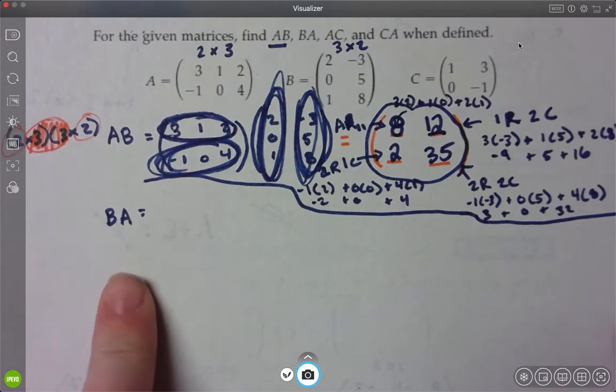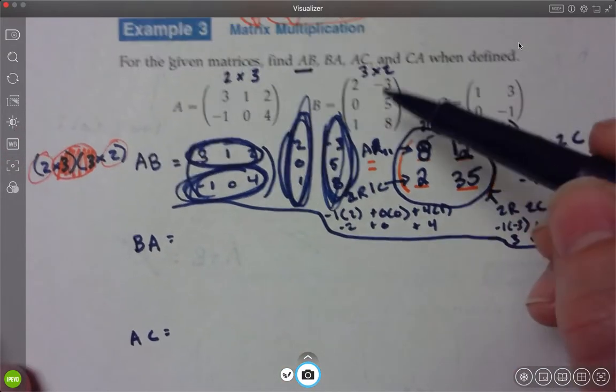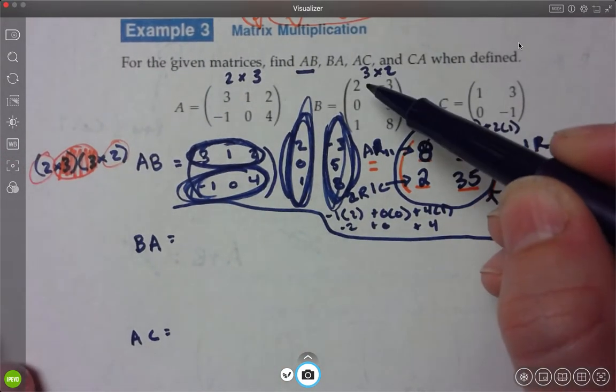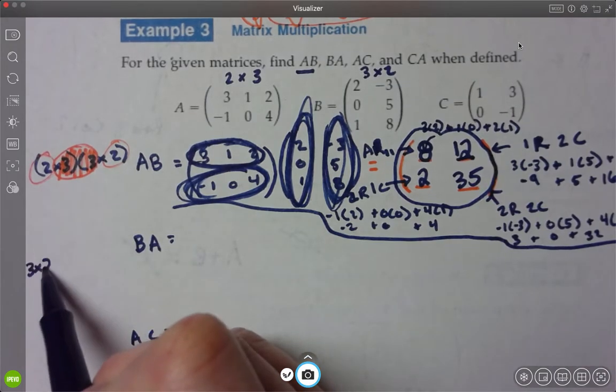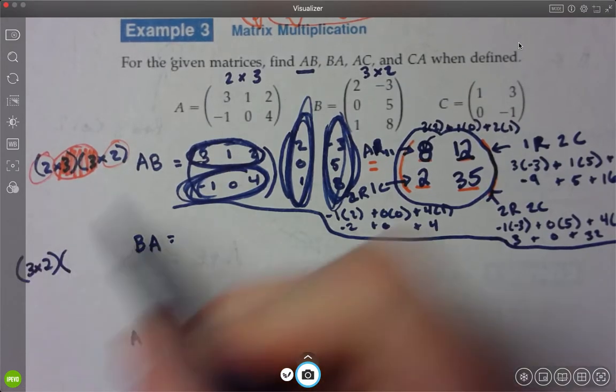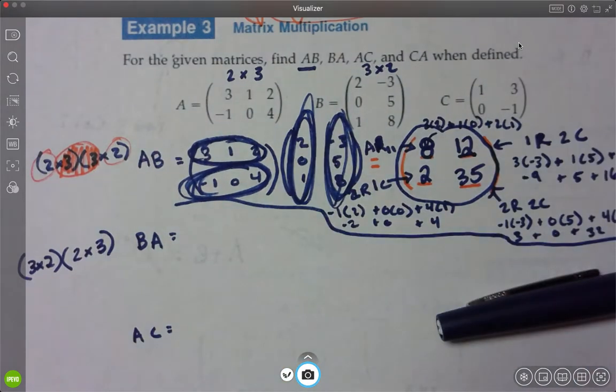Now they want us to do B times A. Sometimes it will work, sometimes it won't when you do B times A. Let's see if this one ends up being one that works out. So before I write it all out, let's see. B is a 3 by 2, and A is a 2 by 3. So this one will work, right? The middle dimension here, the twos, are the same, okay?